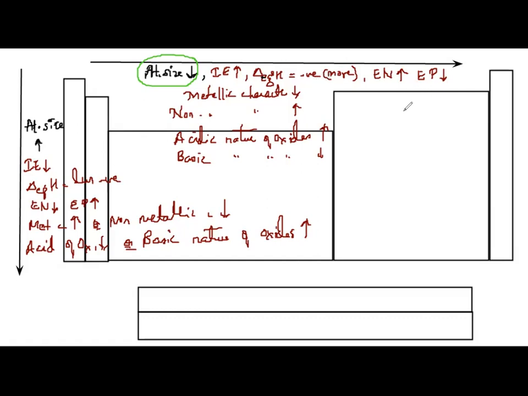Non-metals, it is heavily negative. The highest electron gain enthalpy is for chlorine, most negative. It's not for fluorine. We'll discuss in one of the questions also why this is so. Then electronegativity is the property of non-metals. So across the period, non-metallic nature increases, therefore electronegativity also increases. Most electronegative is fluorine. As you move down the group, electronegativity decreases, and the least electronegative is cesium.